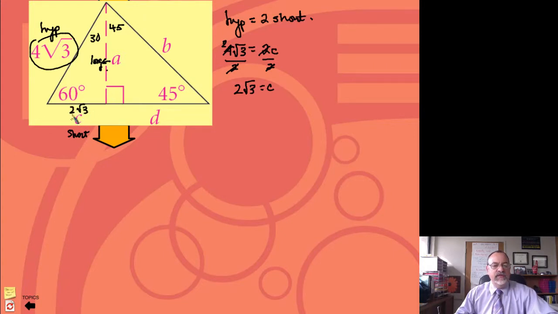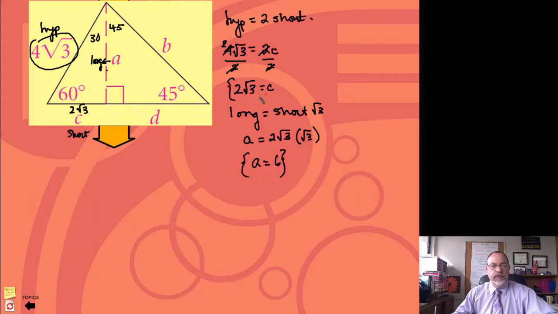Now that I know the length of the shorter, I can figure out the longer by remembering that the longer is the shorter leg times the square root of 3. The longer leg in this case is the letter A, so I'm going to use that. A is the shorter, which I calculated as 2 times the square root of 3, times then the square root of 3. So the square root of 3 times another square root of 3 is just the number 3, and then that times the 2 gives me a value of 6. So I have the value of A is 6.